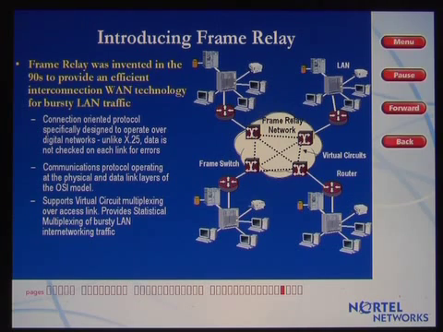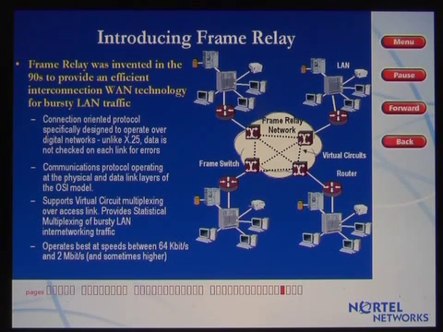Frame relay also supports virtual circuits to provide logical meshing of users over a single network access. As frame relay is a significantly simpler protocol than X25, it is able to work at much faster rates. Typical frame relay access rates are between 64 kilobits per second and 2 megabits per second, but it can operate at higher rates.